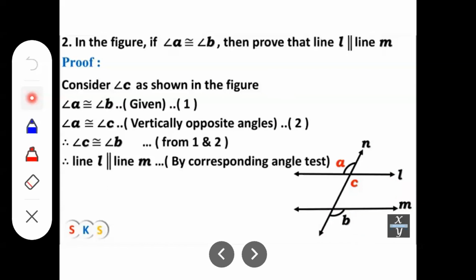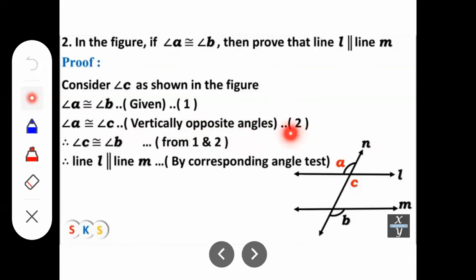So see here in the proof, consider angle C as shown in the figure. That is additionally mentioned here, angle C, that is not given in the diagram. Now angle A is congruent to angle B as it is given, mark it as equation 1. Now angle A is congruent to angle C because those are vertically opposite angles. Mark this as equation 2.